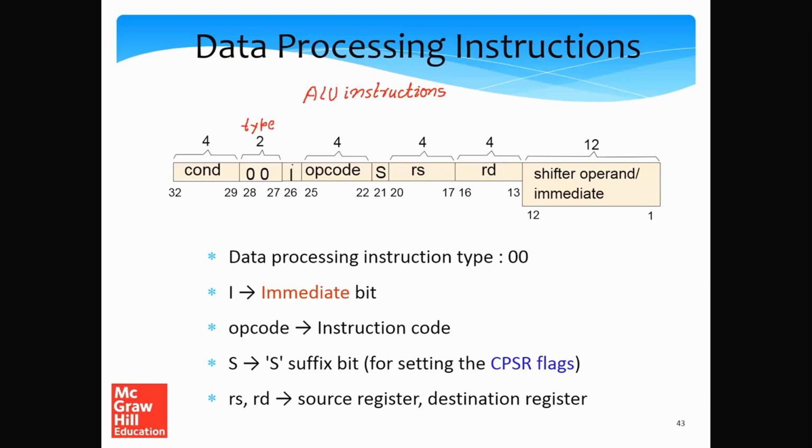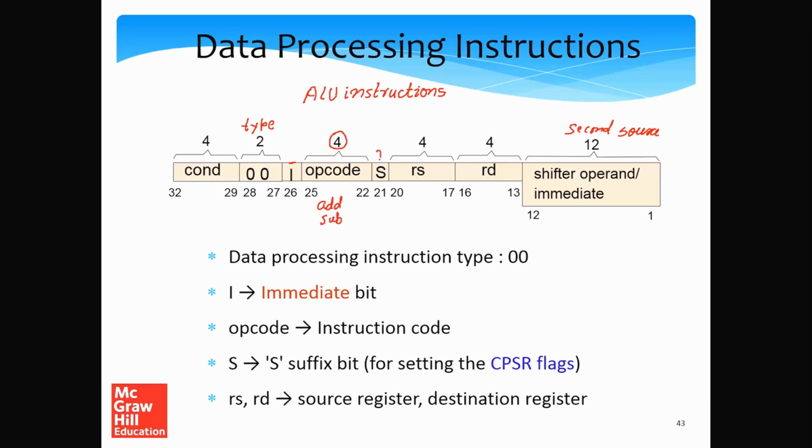Subsequently, the I bit, or the immediate bit, indicates whether the second source operand is an immediate or a shifter operand. Essentially, is it a register shifted by a certain value, or is it an immediate? This is specified by the I field, the immediate bit. Subsequently, the next 4 bits specify the opcode, or the operation code, what kind of operation it is, such as add, subtract, logical AND, logical OR, and so on.